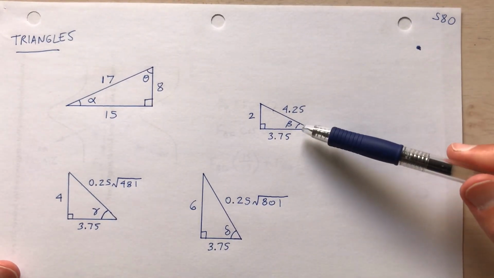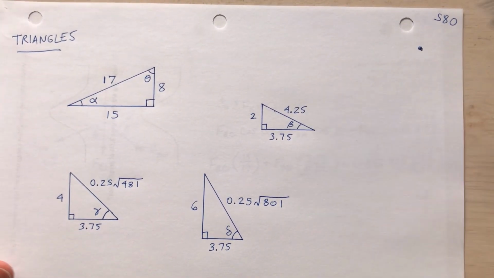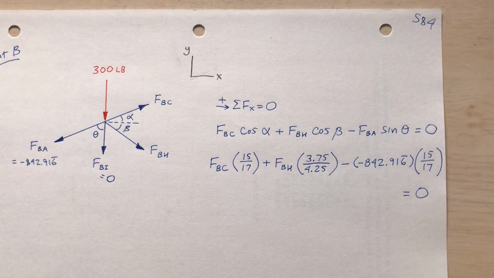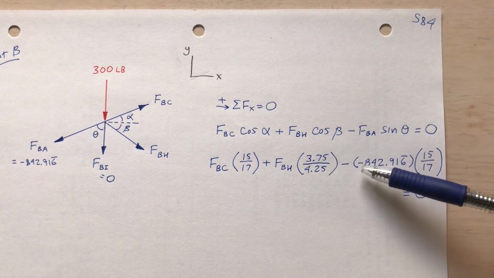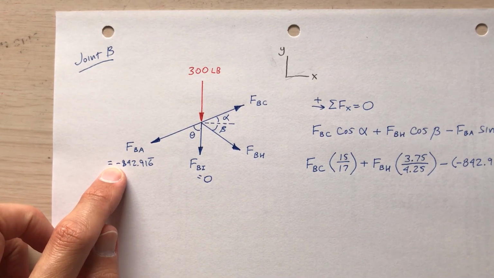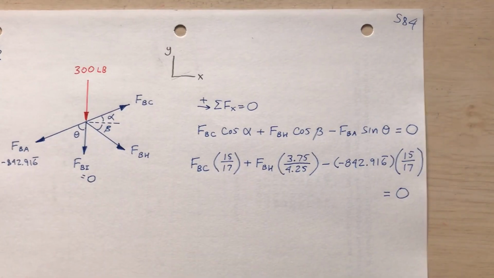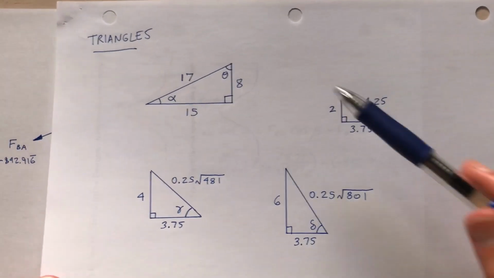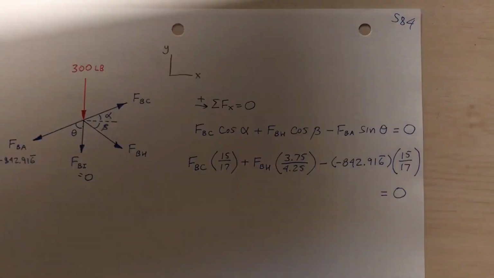Okay, I'm using this special triangle. Cosine beta, adjacent over hypotenuse, 3.75 over 4.25. Be very careful with the signs here. Minus, this second minus sign comes with the mathematical calculation I did previously. So be very careful with that. So it's minus a negative here. I don't like the method of joints because one little mistake will throw everything else off. So be very careful with that. And then sine theta, 15 over 17. I'm using this angle. Sine, opposite over hypotenuse.